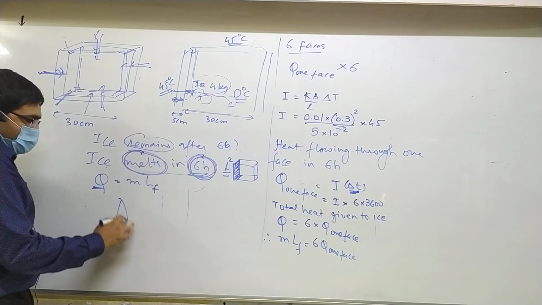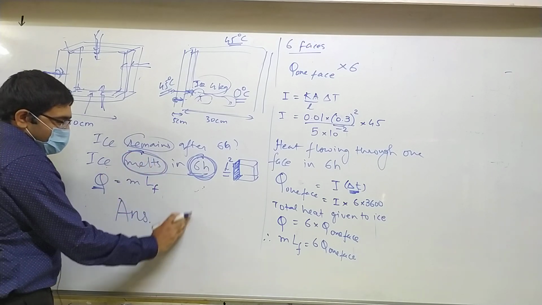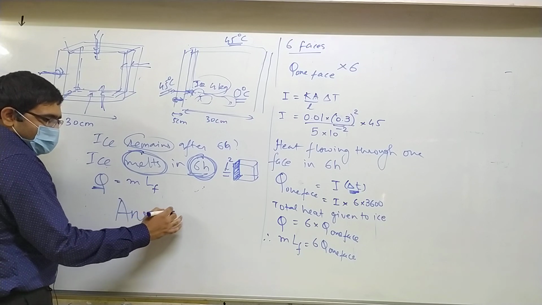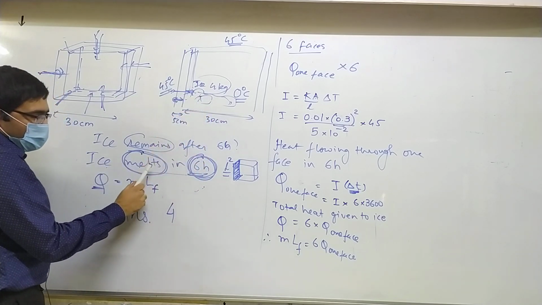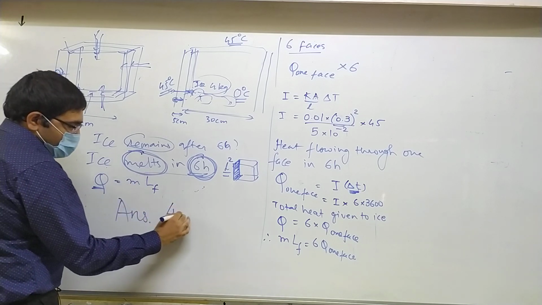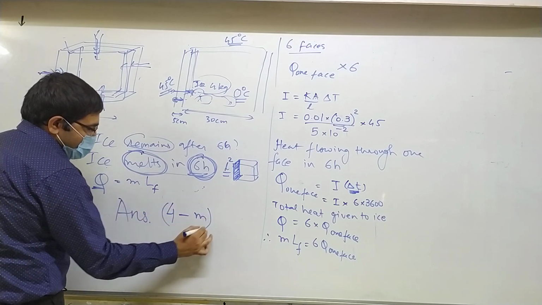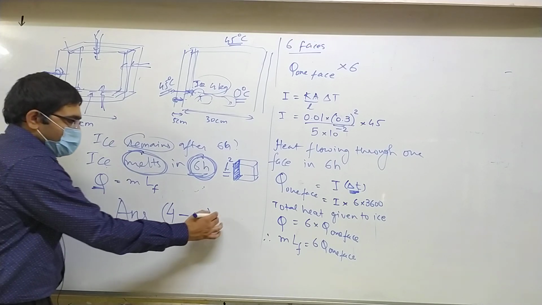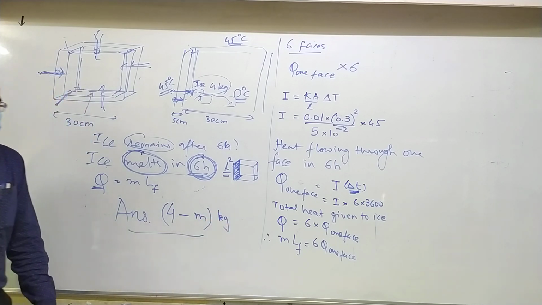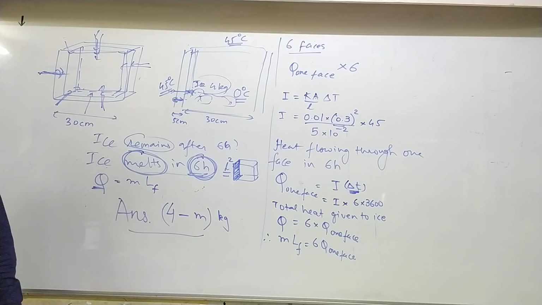So the final answer, I'm just writing it as we will get it here: the total ice is 4 kg. From that, whatever melts, we subtract. So this is the remaining ice, and that's going to be your final answer in kg. So that's it for this question. I'm just going to wait over here for 2 minutes if you have any doubts.